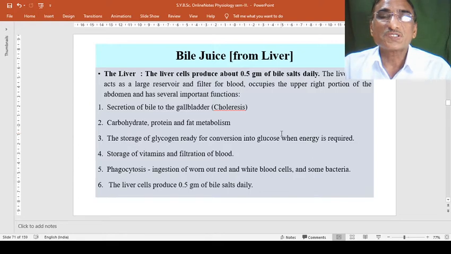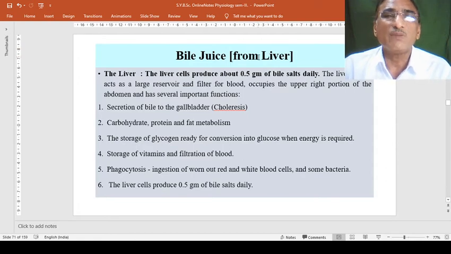Then bile juice. Bile is a digestive juice secreted by liver cells and stored in the gallbladder.